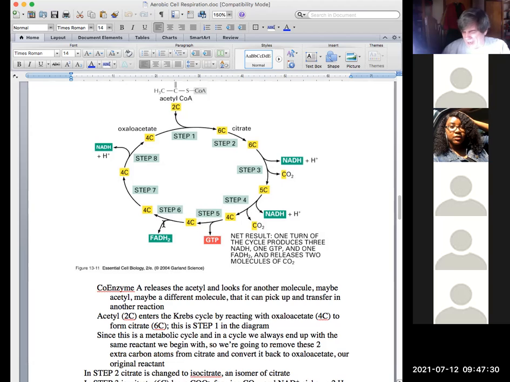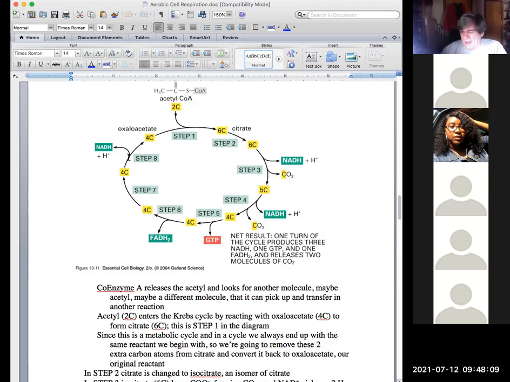Then we lose a couple of hydrogen atoms, and they get picked up by something called FAD. And after it picks them up, it becomes FADH2. Now remember, we said N comes from the name of that vitamin niacin. F comes from the name of another vitamin, riboflavin. And then we make something called fumarate and malate. And eventually we change this 4-carbon compound back to oxaloacetate. So we're back where we started, which remember is our definition of a cyclic metabolic pathway.